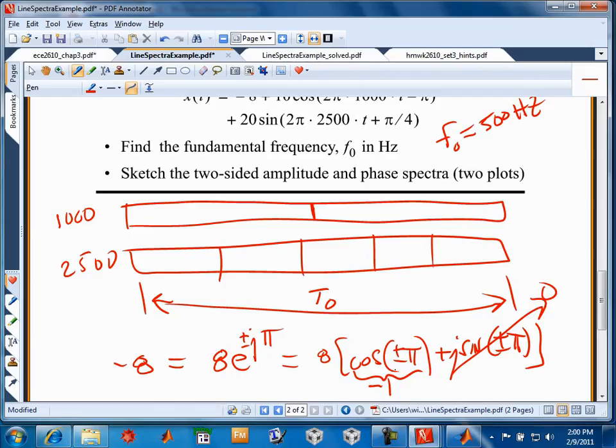And so that tells us that in the magnitude plot, we just plot the magnitude, which is 8, and on the phase plot, we plot either plus pi or minus pi. That's all there really is to it.